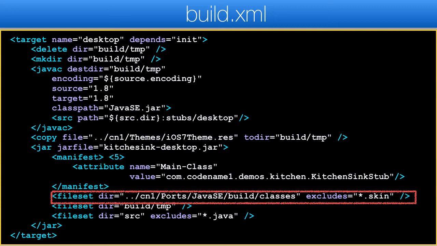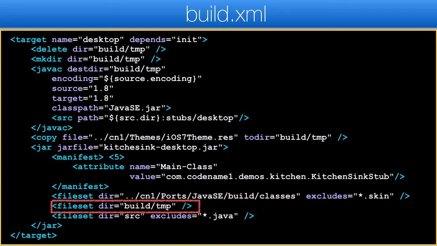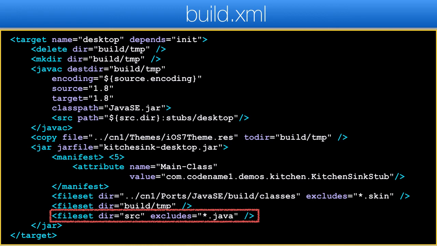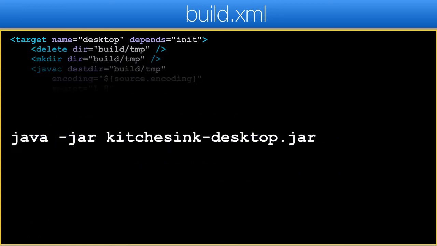Notice I exclude the skin file from there, as we don't need the simulator and will just increase the jar size. The next thing we need are the compiled sources of the kitchen sink project and kitchen sink stub. And finally, we need the resources defined within the kitchen sink project. So I package them directly from the src directory, making sure to exclude the Java source files.